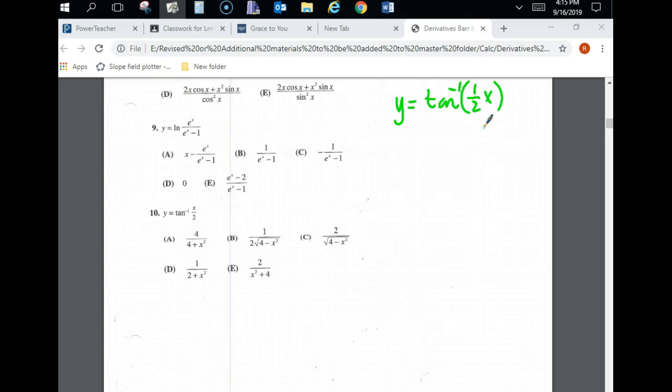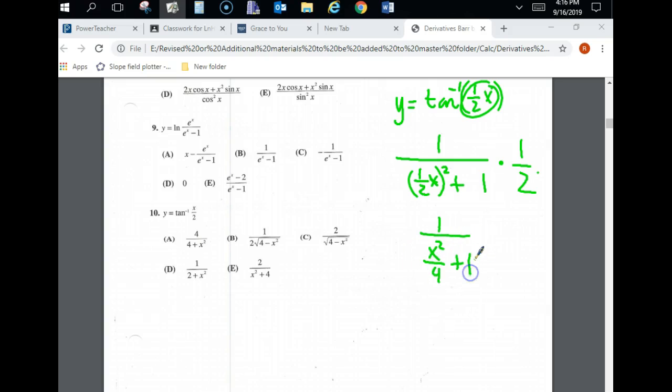Okay? Now the derivative of the outside is 1 over the inside squared plus 1, wasn't it? All right. So that's that. Now we have to multiply that by the derivative of the inside. The derivative of the inside is 1/2. Right? So there's our arctangent derivative, and there's the derivative of the inside. So if I simplify this a little bit, I get 1 over x squared over 4 plus 1, times 1/2.